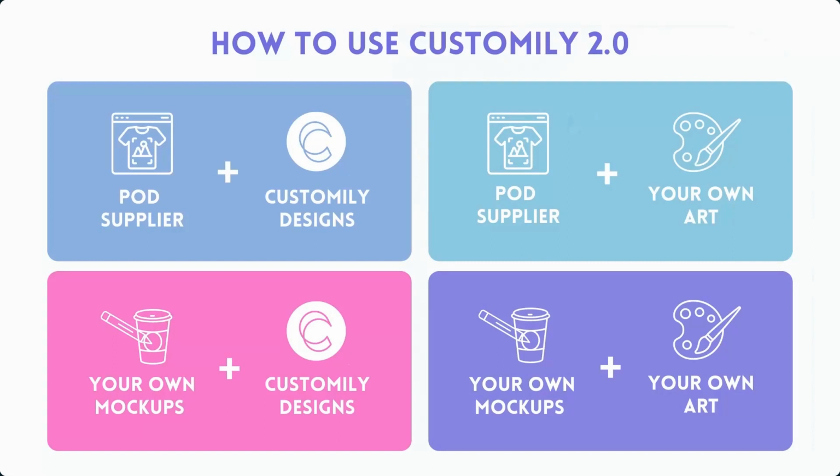For example, at the top left corner, you may work with a print-on-demand provider who has its own product catalog, and you can add a design from the Customily library to it. And this will be the fastest path and the one that allows you to have a published product ready to sell in minutes.